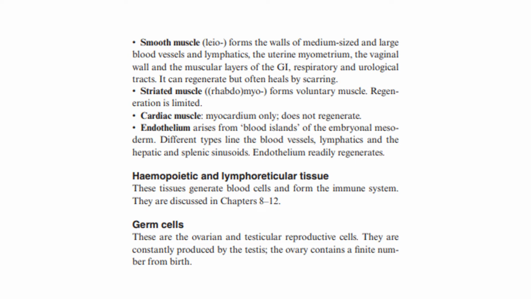Endothelium arises from blood islands of embryonal mesoderm. Different types line blood vessels, lymphatics, and hepatic and splenic sinusoids. Endothelium readily regenerates. Hemopoietic and lymphoreticular tissues. These tissues generate blood cells and form the immune system of the body. Germ cells, these are the ovarian and testicular reproductive cells. They are constantly produced by the testes. The ovary contains a finite number from birth.